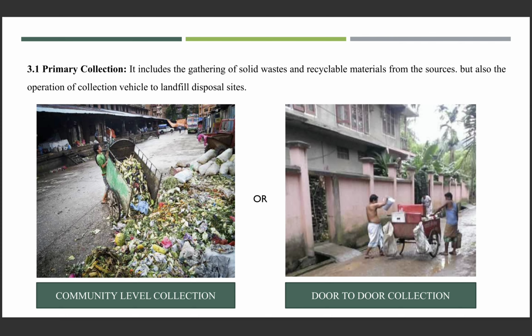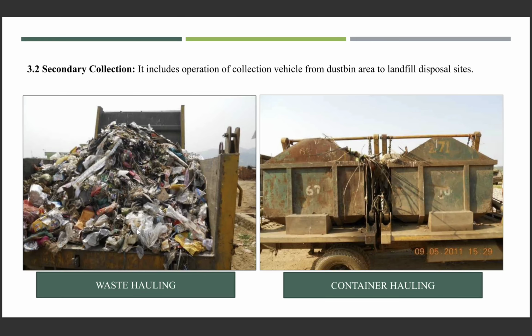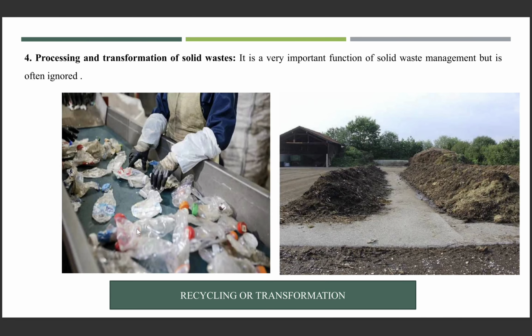So as I told you, there are two types of collection. The collection from the sources or from the households is known as primary collection, and secondary collection involves the collection from the dustbin area to the landfill disposal sites, or to some processing sites. So next is the processing and transformation of solid waste. It is a very important functional element of solid waste management, but it is often ignored.